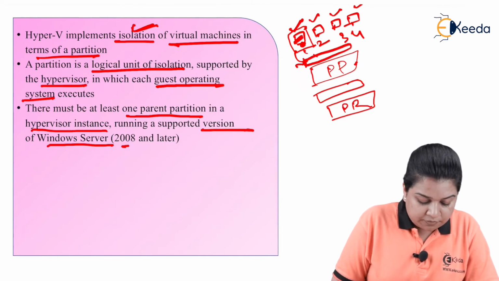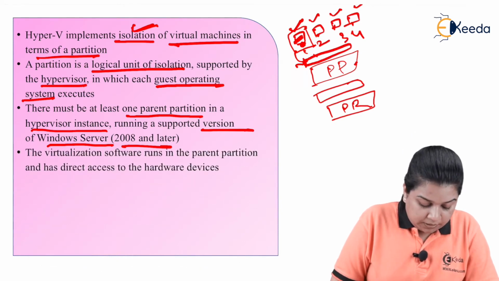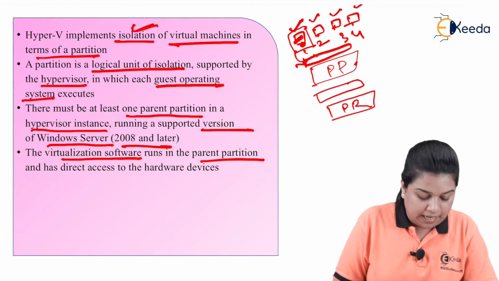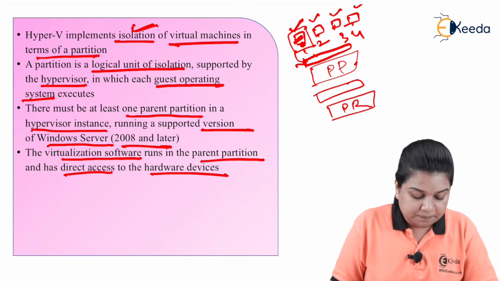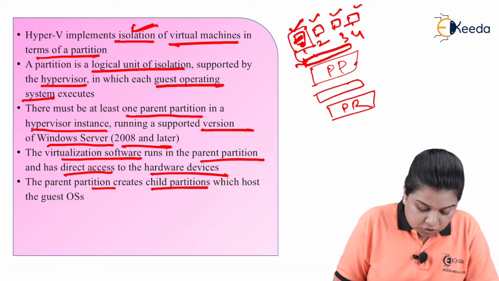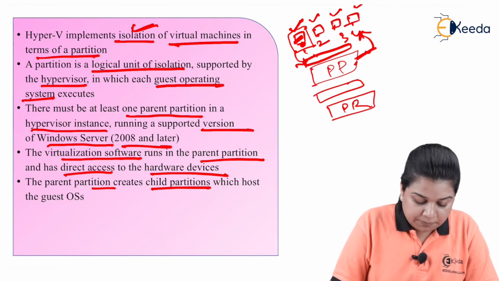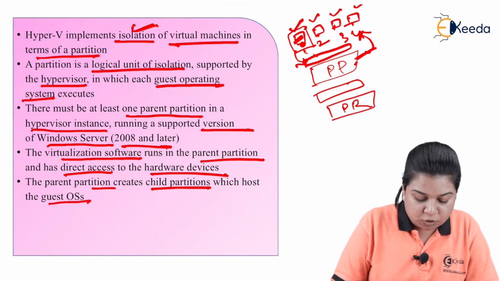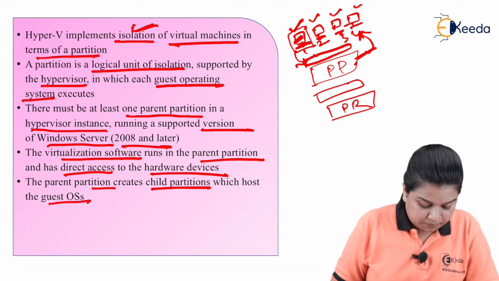There must be at least one parent partition in a hypervisor instance, as we have seen here, running a supported version of Windows Server 2008 or later. The virtualization software runs in the parent partition and has direct access to the hardware devices. The parent partition creates child partitions, which host the guest operating system. That means the guest operating system gets executed on these child partitions.